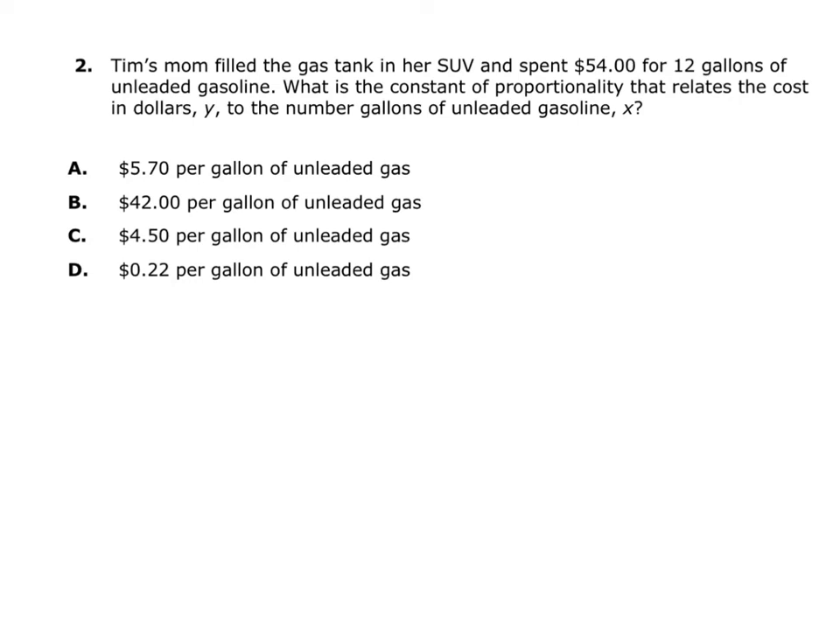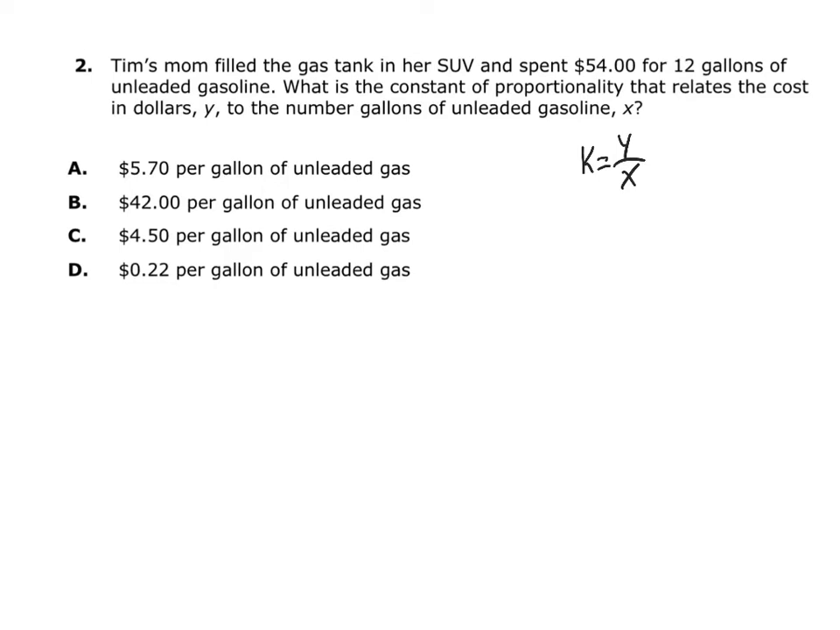Number 2 says Tim's mom filled the gas tank in her SUV and spent $54 for 12 gallons of unleaded gasoline. What is the constant of proportionality that relates the cost in dollars Y to the number of gallons of unleaded gasoline X? So we remember constant of proportionality is the same as constant rate of change. We learned in number 1 that we use K equals Y over X for a constant rate of change. We're going to use that same thing here.